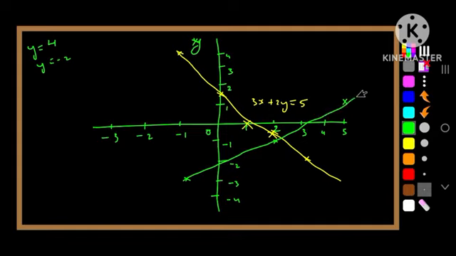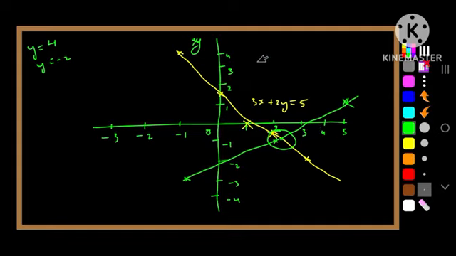Actually this will be a straight line. We'll get a straight line. So here you can see that both the graphs are meeting at a point. So this point will be our unique solution. So you'll see that here both the lines are intersecting at a particular point.